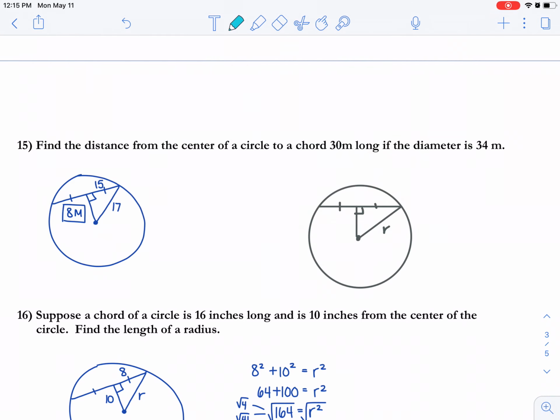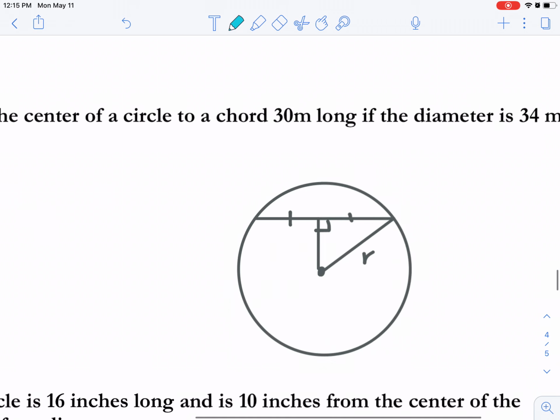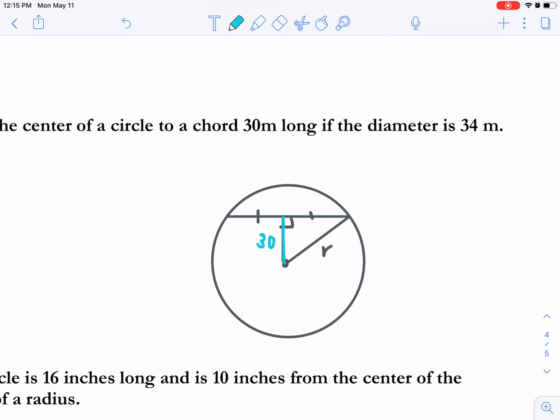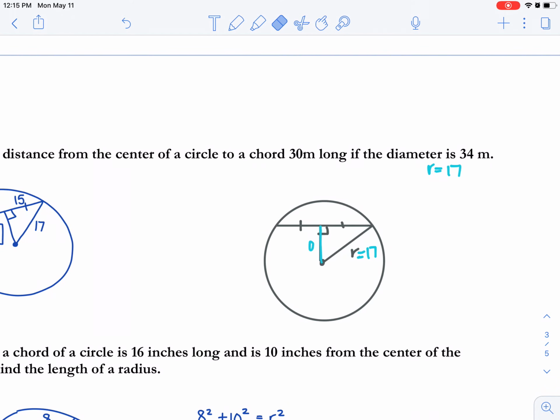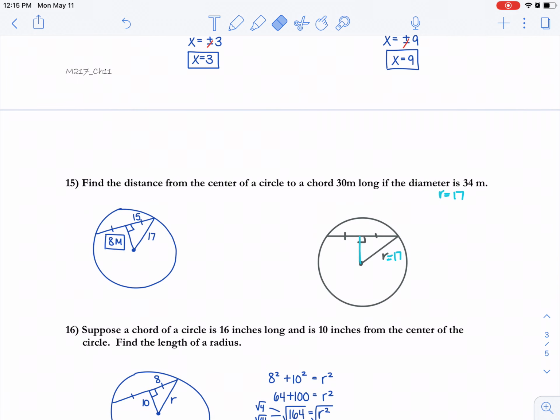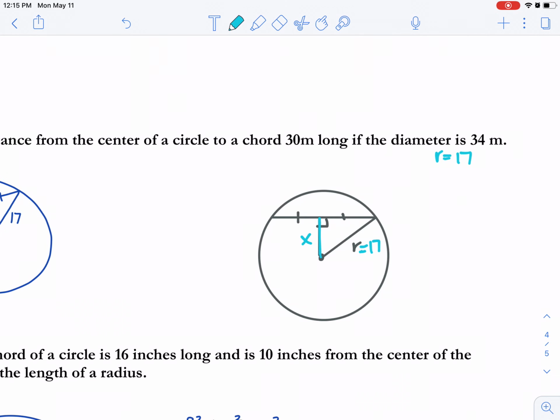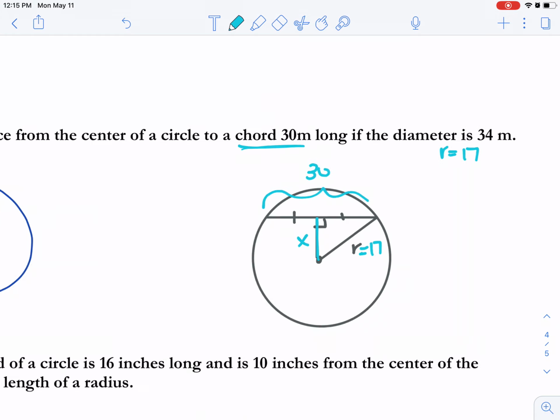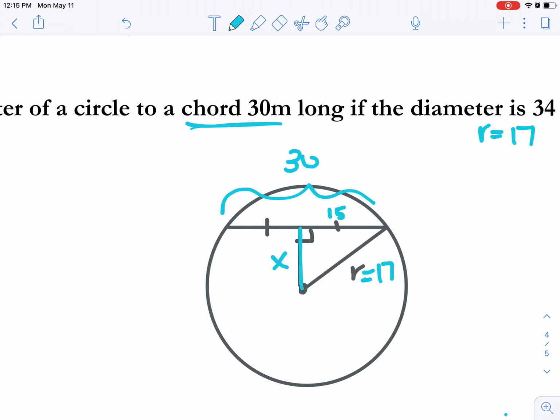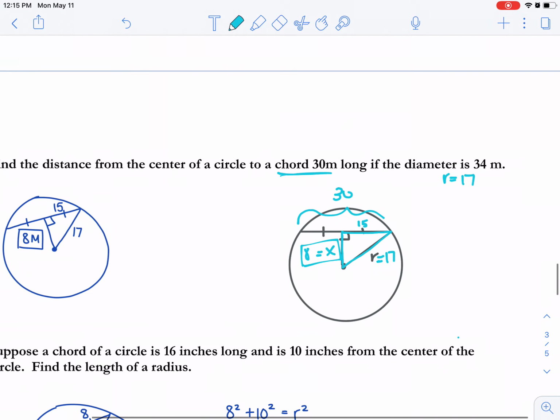So for number 15, it says the distance from the center to the chord is 30. That's this part right here. And then it says the diameter is 34. So if the diameter is 34, that means the radius is 17. Oh, I'm sorry. That was my bad. I read that wrong. Find the distance from the center to a chord. So they want us to find this distance, and they're saying that the chord is 30. So this whole chord is 30, which means that both of these segments are 15. So if you look at the right triangle, you have an X, a 15, and a 17. This is an 8, 15, 17 right triangle.